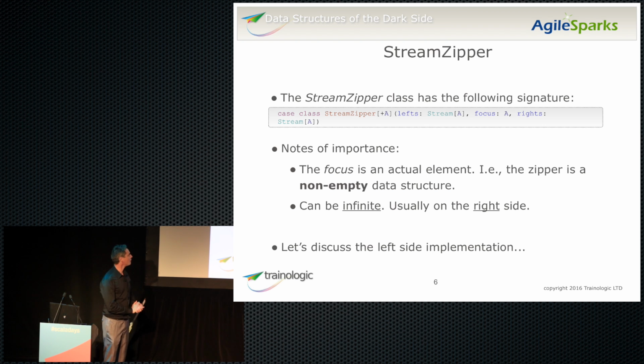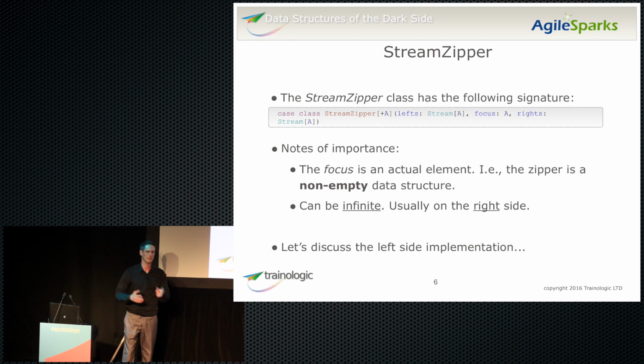You see it. The focus, a concrete element. And we have a notion of lefts and rights, the elements that are previous and the elements that are the next elements, the rights. Regarding implementation details, how do I encode them? Well, the rights should be stream because they may be infinite. Okay, I don't want to use list or vector or some other strict data structure. So the rights will be a stream.